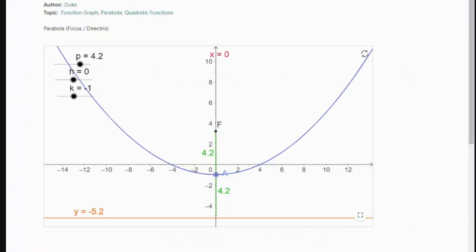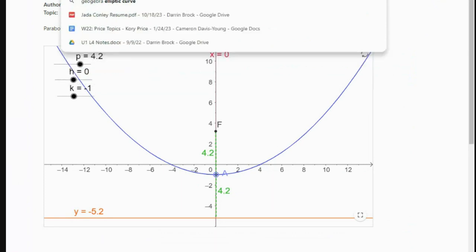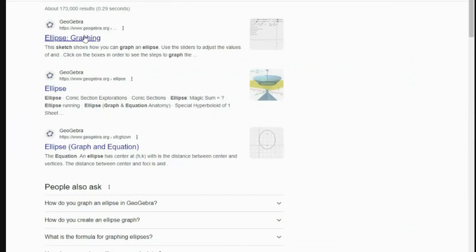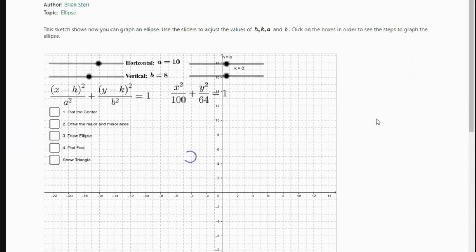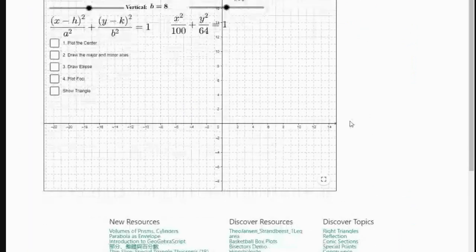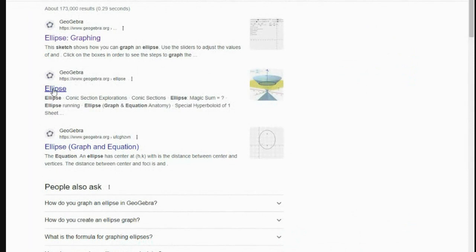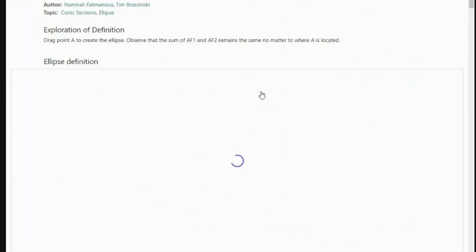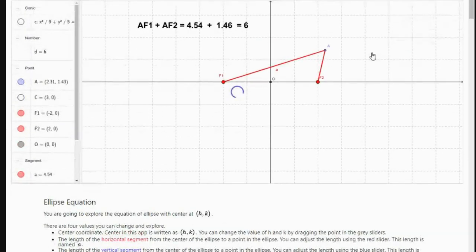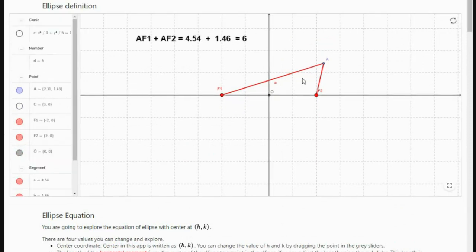All right, let's go back to GeoGebra again here. GeoGebra ellipse. Let's see what this one shows us. Oh wow, it gives us lots of detail here. I don't know if I want to use that one or a different one. Let's use the conic. This is graph and equation. Like I say, GeoGebra has a bunch of these. Perfect. All right, so an ellipse.